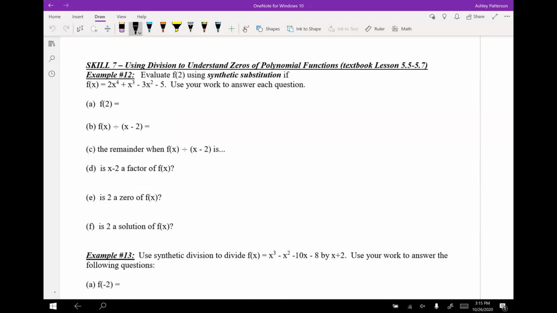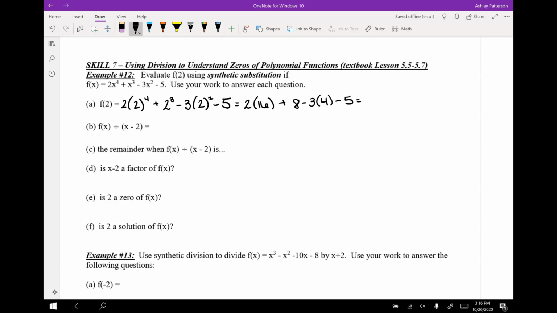We got this. So we have 2 times 2 to the 4th. And I don't like how that marker looks, so you know what? I'm switching it up. Okay, so 2 times 2 to the 4th plus 2 to the 3rd minus 3 times 2 squared minus 5. Yes, we have a calculator, but just so we have some practice with our order of operations, exponents first. 2 times 16 plus 2 cubed is 8 minus 3 times 4 minus 5.